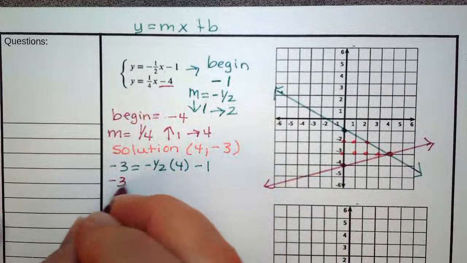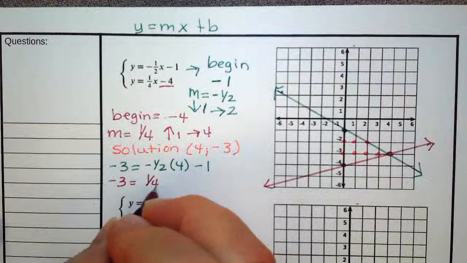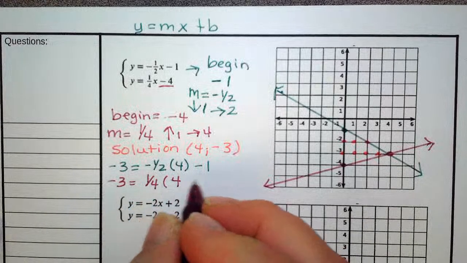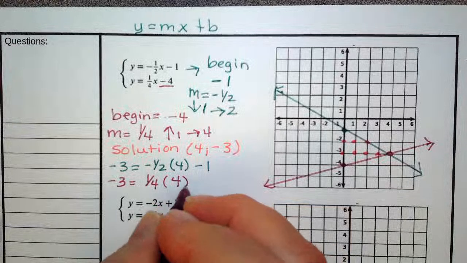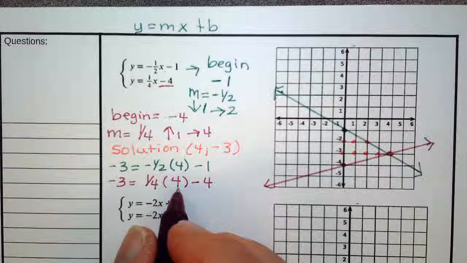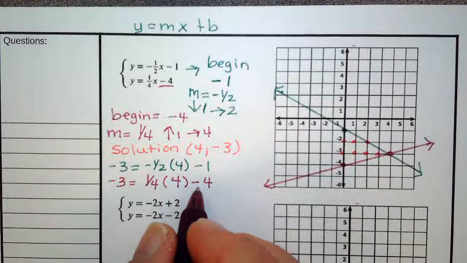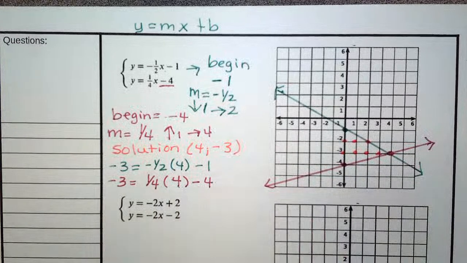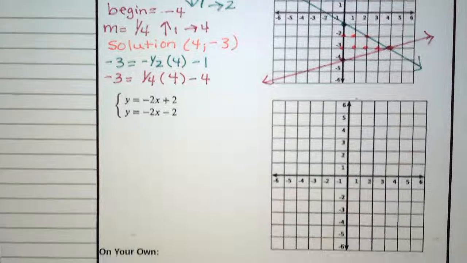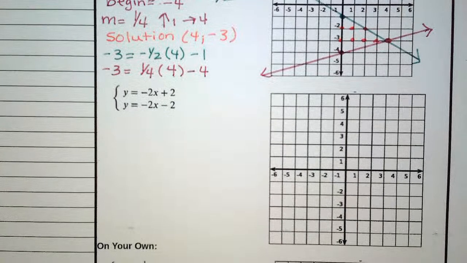Is -3 equal to 1/4 times 4, and then minus 4? 1/4 of 4 is 1. 1 minus 4 is -3. It is correct. So we're going to try one more together. If you feel comfortable, go ahead and do it on your own. If not, we'll do it together.